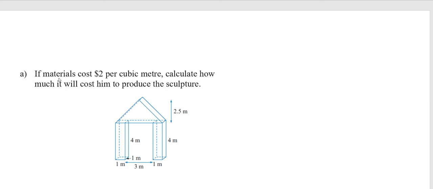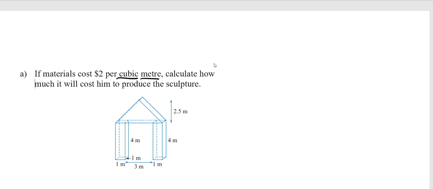So if materials cost $2 per cubic meter, cubic meter is telling us how many meter cubes there are in this sculpture. Once we find that, we times it by the cost, which is $2 per cubic meter, and it will give us the total cost. So cubic meter means we're trying to find the volume. So find the volume of this sculpture.